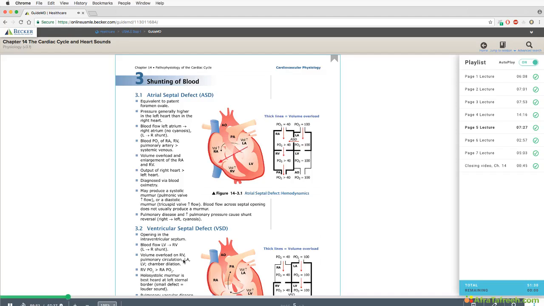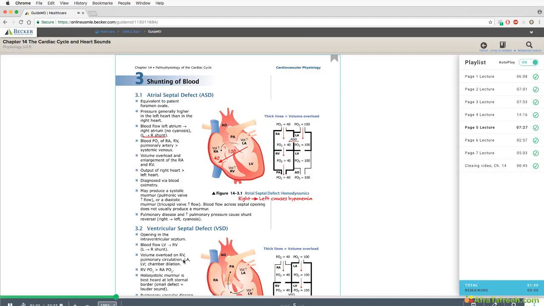And remember, the PO2s on the left side of the heart are 100. The PO2s on the right side of the heart are 40. Therefore, if you shunt blood from the left atrium or the left ventricle to the right side of the heart, high PO2 blood is moving from the left heart to the right heart. And it should make sense. If you have this left to right shunt, there is no hypoxemia. So a left to right shunt never causes hypoxemia.